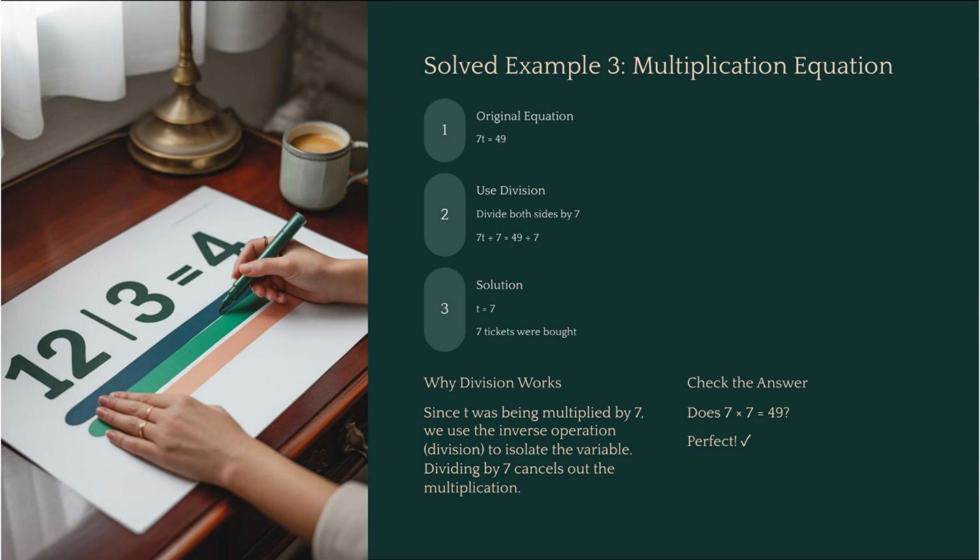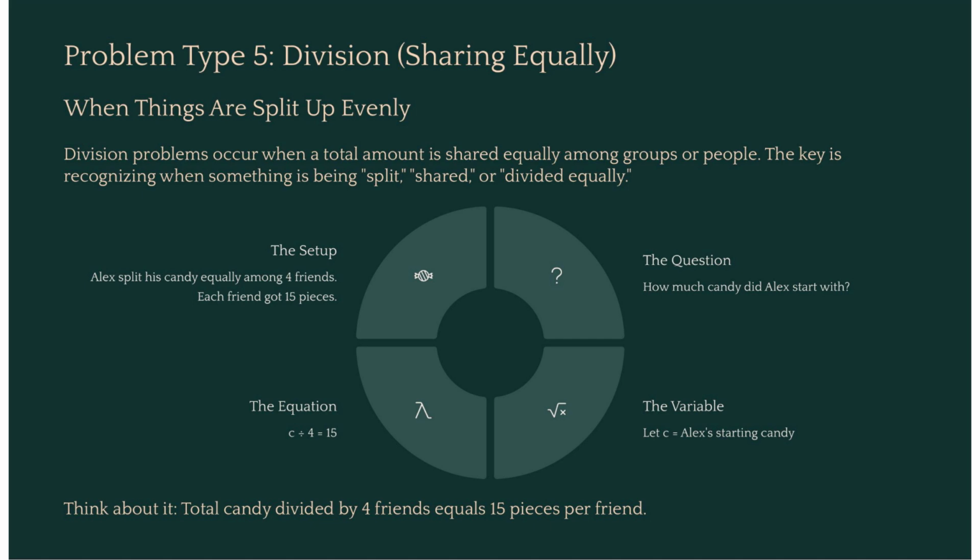To solve 7T equals 49, we use the inverse of multiplication, division. We divide both sides by 7. On the left, 7 divided by 7 leaves just T. On the right, 49 divided by 7 is 7. The solution is T equals 7. She bought 7 tickets.